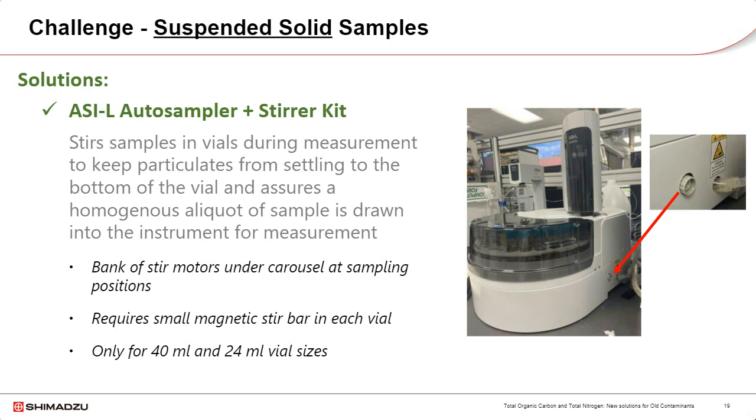So the idea is you drop little stir bars in each vial, and when that vial is rotated around the carousel to the measurement position, the little stir bars will start stirring the sample in the vial, so that when the needle goes down into the vial to pull up a sample, we are always pulling in a homogeneous aliquoted sample for measurement. Now, please note that this kit is only available for our larger size vials, the 40 ml and the 24 ml vial sizes.